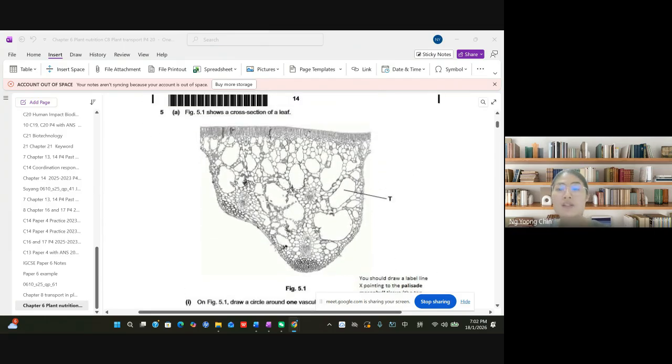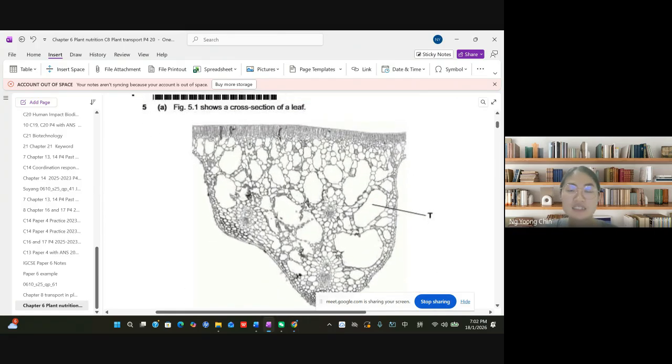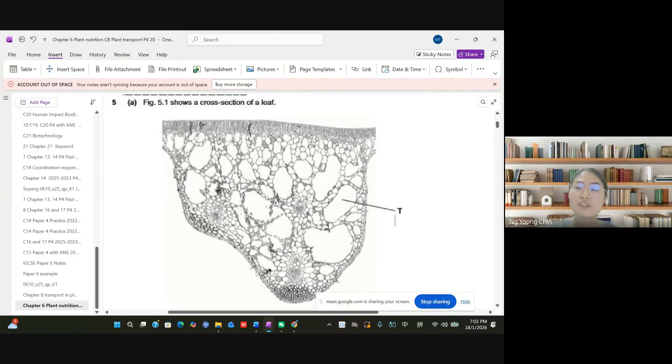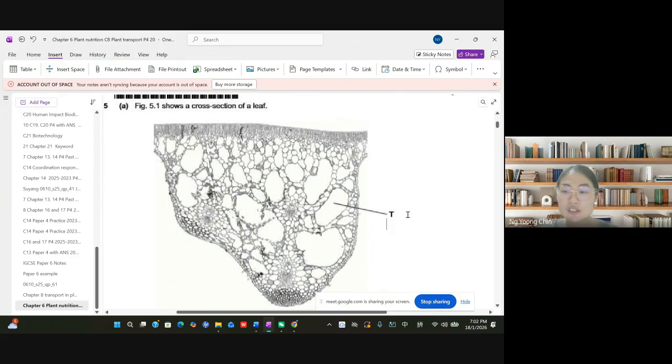So what does this show? It's a leaf, right? And then what is the T referred to? What is the structure of the T? Is it a hydrophyte or xerophyte? What do you think about the T? T is referred to the big holes, okay, which are between the cells.